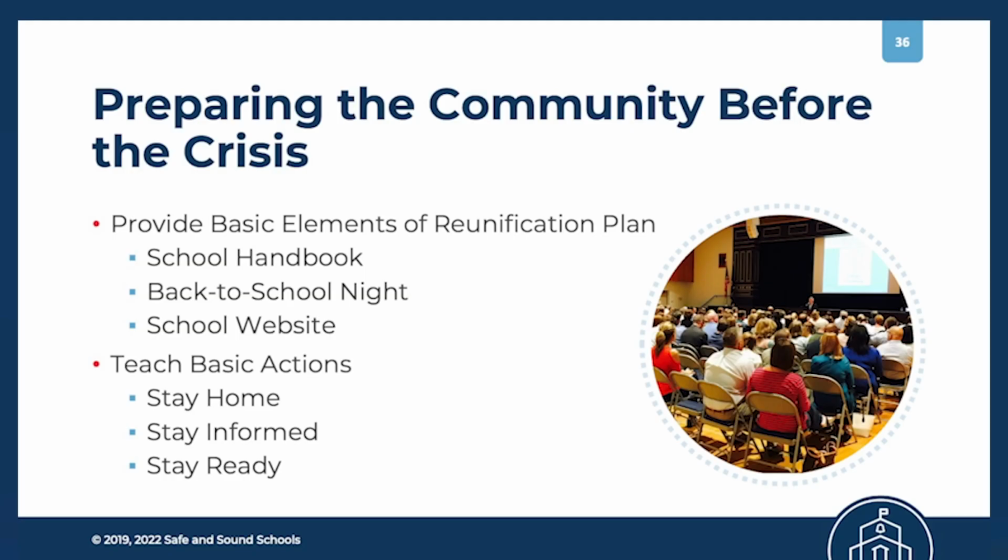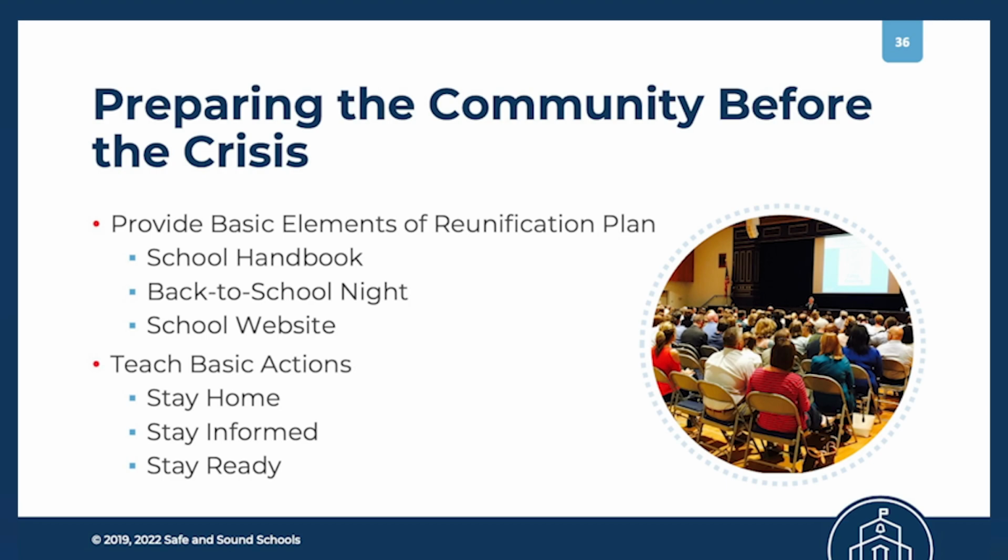What we're going to talk about in terms of the message and how we teach and prepare the community really comes down to three things. We're going to be teaching families and caregivers that when there is a crisis and there is going to be a reunification, there are these three basic actions that they need to focus on. We need them to stay home or stay put wherever they are when they're receiving this information. We need them to stay ready and informed.